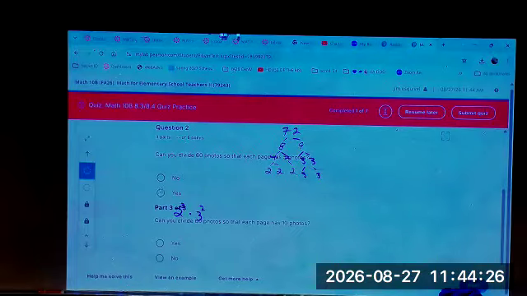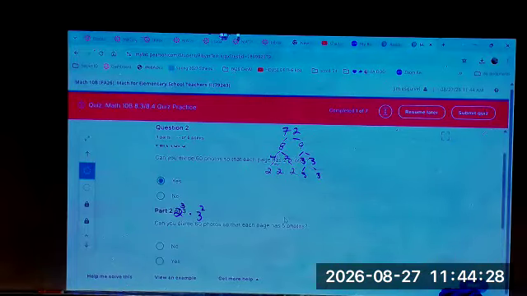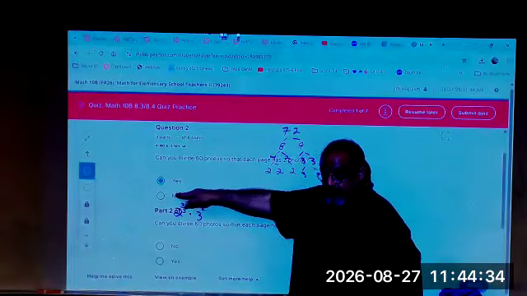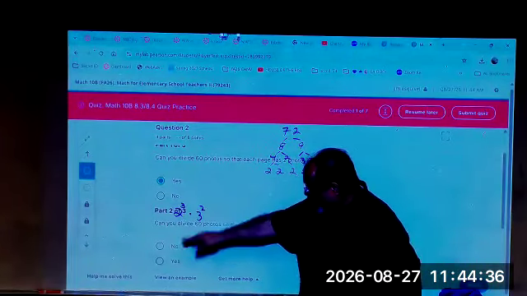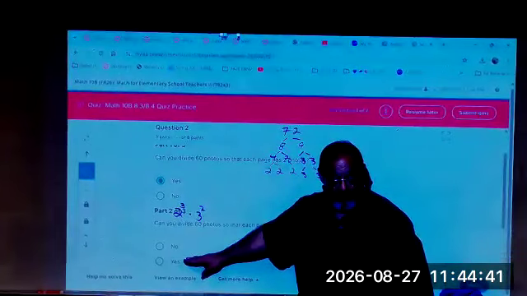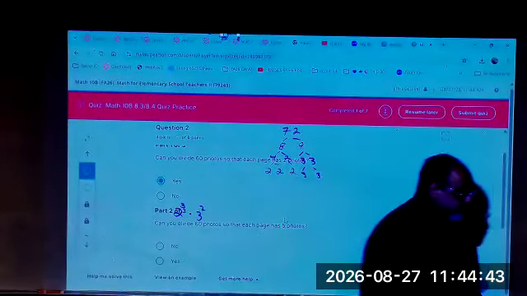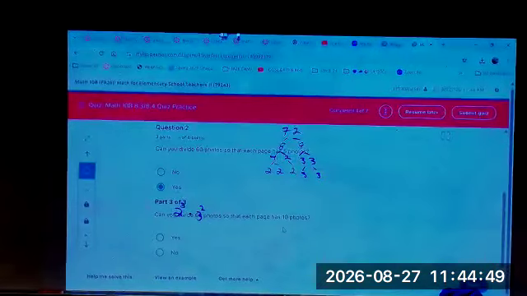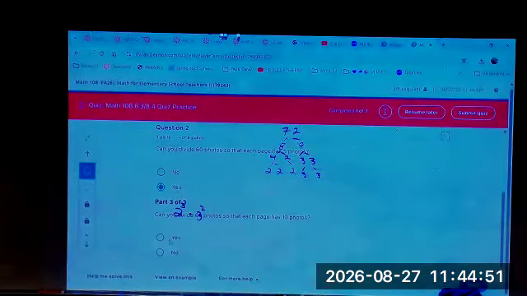Yeah. Now here's where it gets tricky. Look at these. On the first question, yes and then no. But on part 2, it goes no and then yes. Okay. Yes, we can put 5 on a page. And then the third one, can we put 10 on a page? Yes.